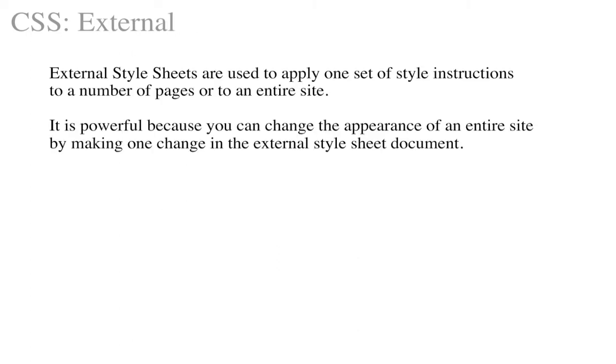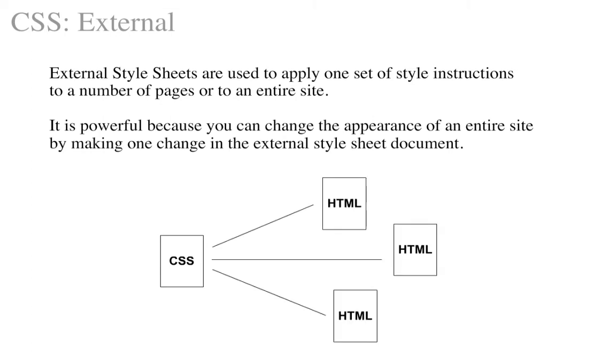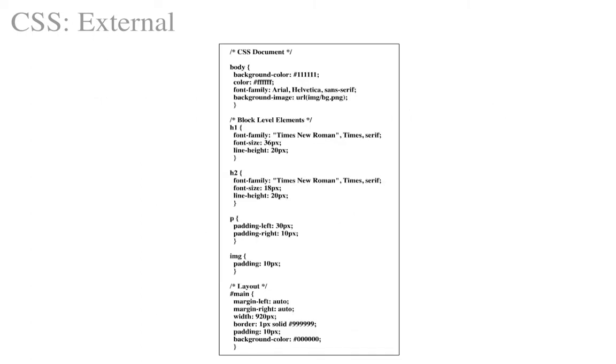External style sheets are used to apply one set of style instructions to a number of pages or to an entire site. It is powerful because you can change the appearance of an entire site by making one change in the external style sheet document. You do so by first writing your style sheet rules in a separate document and saving the document with the CSS extension. This document contains only the rules for your style sheet, no HTML structural tags.